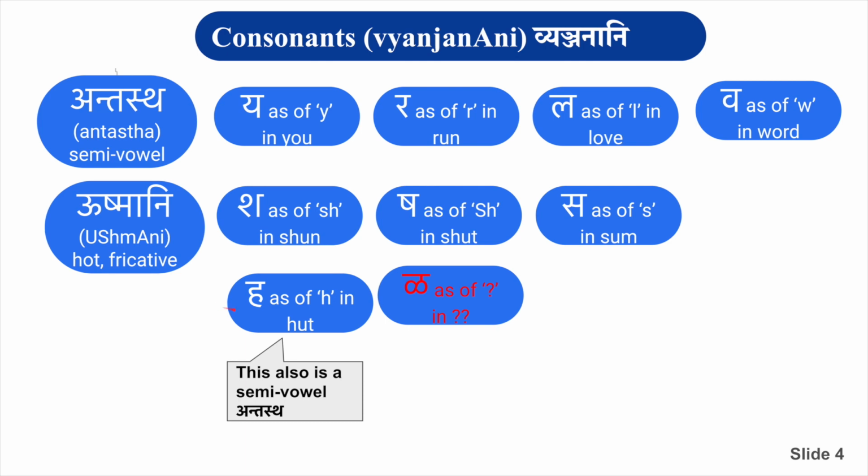Then the last 2 letters, h as of h in hut, and l as of, again, for this l also, I do not know the English word which has this kind of pronunciation of l. H, as has been noted here, this also is a semi-vowel. So in grammatical Sanskrit, in grammatical consideration, this h is grouped along with these other 4 letters y, r, l, w, which also are antasthas, semi-vowels. So h also gets grouped there, but in the way the Devanagari script has been sequenced, this letter h comes at the penultimate position.